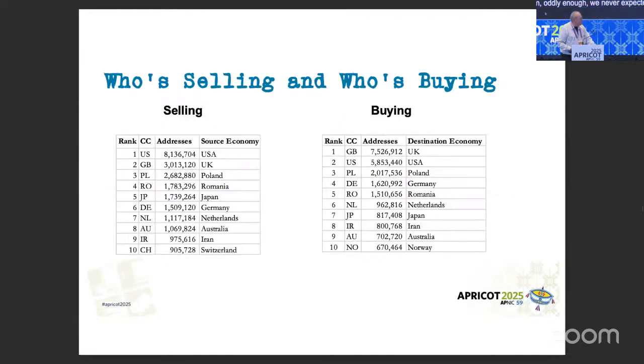Who's selling, who's buying? By country. Despite that massive volume in the European region, the major volumes of addresses, USA, UK, Poland, for both buying and selling. I don't know what the Polish are doing at the moment, but they're having a great time out there in the markets. The relative numbers, the large numbers, UK, US, 8 million, 3 million, and coming down to just under 1 million in Switzerland for selling, and about two-thirds of a million in Norway on buying.